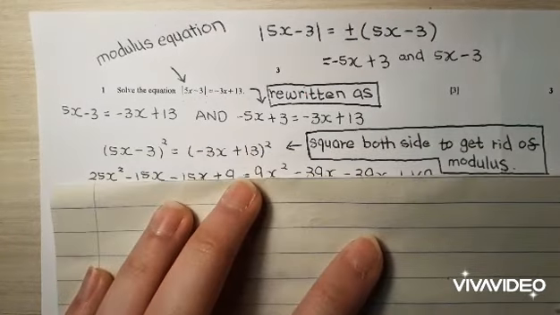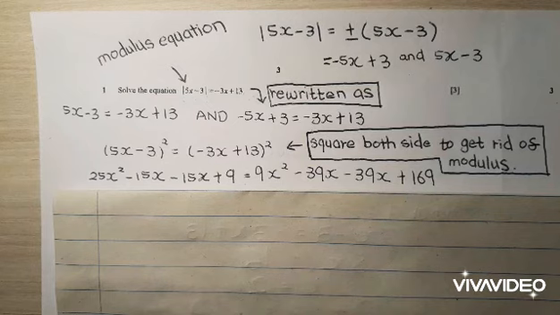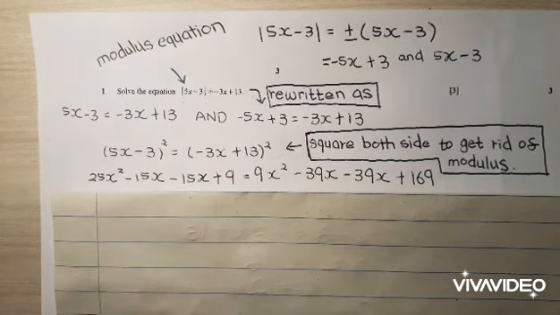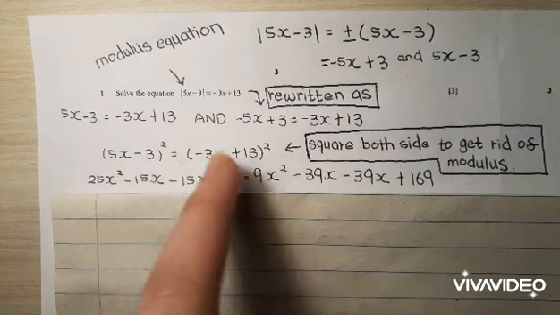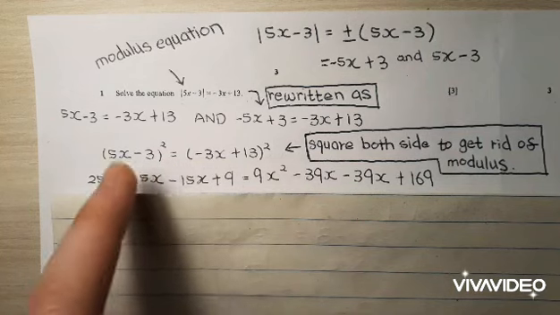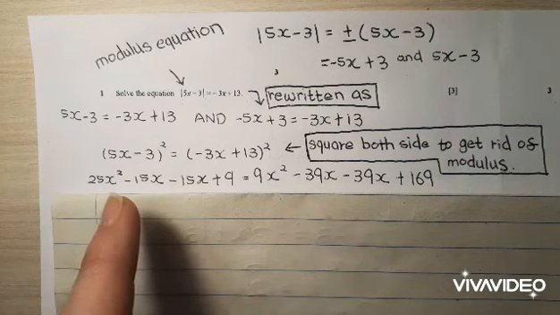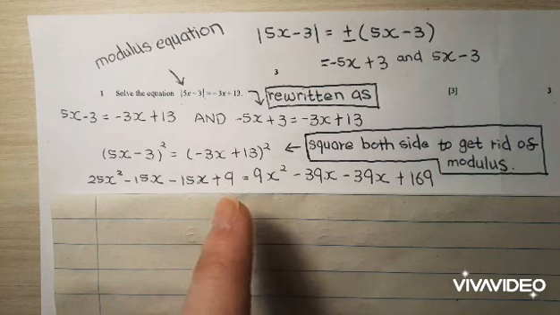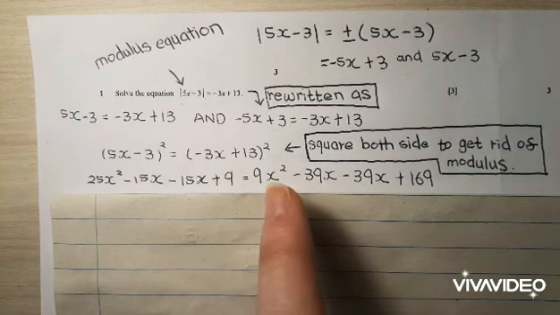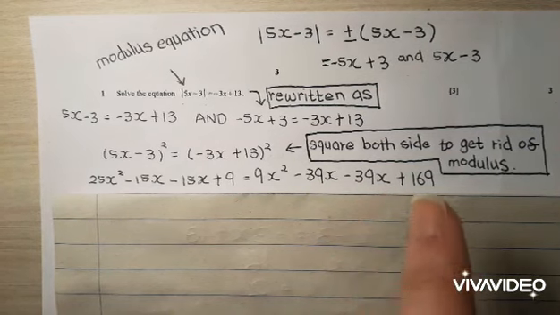To use this method, where you square both sides to get rid of the modulus, the two straight lines over here, you're squaring both sides and expanding both brackets. So on the right hand side, you'll be getting 25x squared minus 15x minus 15x plus 9. Then on the left hand side, you will get 9x squared minus 39x minus 39x plus 169.